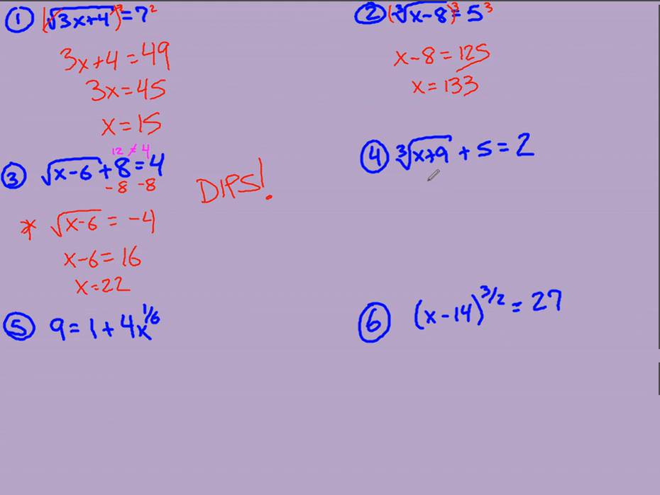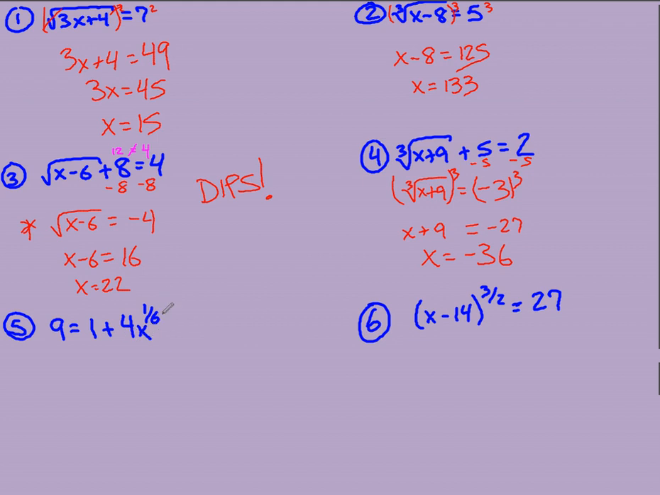Alright, with this one, we have a cube root. We need to get rid of it, but we need to first get things to the other side. So I'll have the cube root of x plus 9. I subtract 5 from both sides to do that, and it will equal negative 3. A cube root can equal a negative number. So I'm just going to cube both sides to make that happen. The cube of negative 3 is negative 27. Over here they cancel out to give you x plus 9. From there, just subtract 9 from both sides. X equals negative 36.